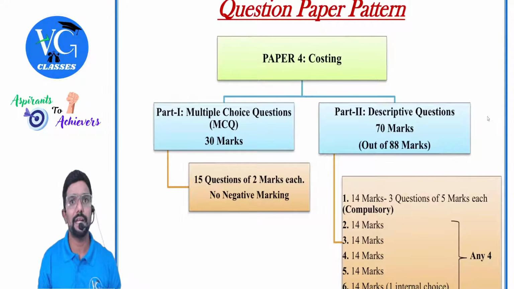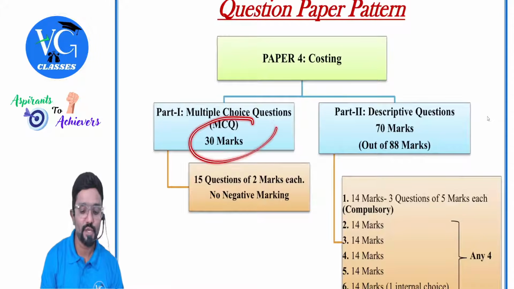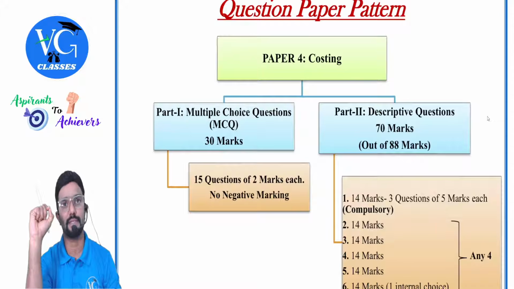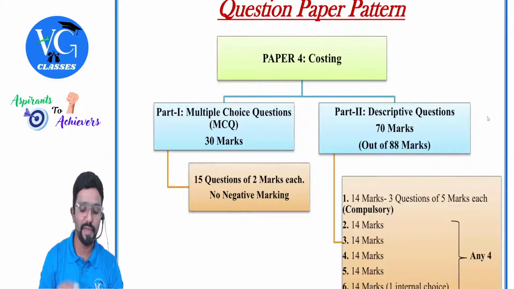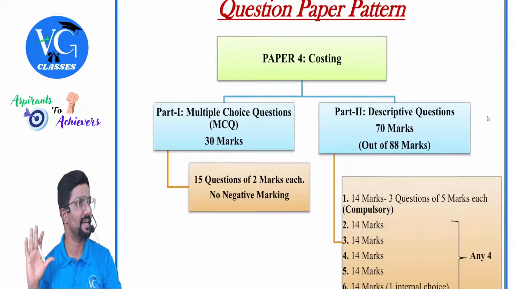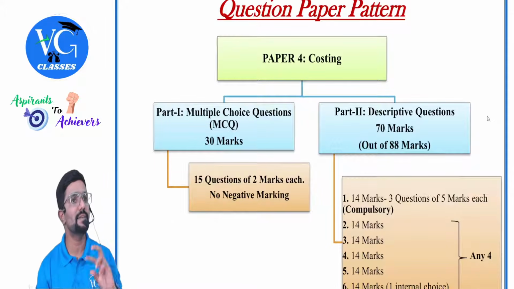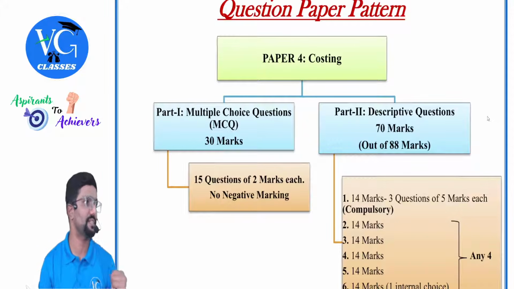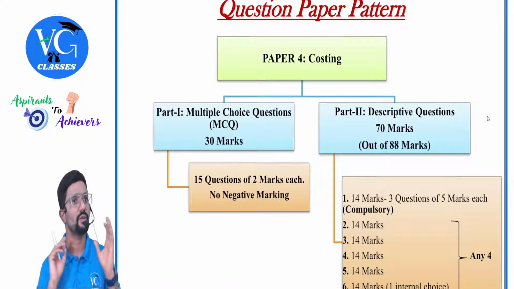So now coming to the question paper pattern, guys. Totally it is for 100 marks, in which multiple choice questions would be for 30 marks. Sir, will there be any negative marking? No negative marking. At intermediate level, in any paper, there is no negative marking, guys. Then how would the questions be answered? Is it for 1 mark or 2 marks? Guys, there would be 15 questions of 2 marks each, but not all individual questions.